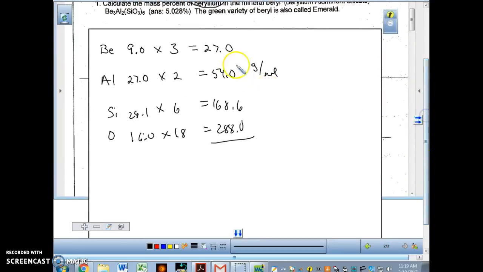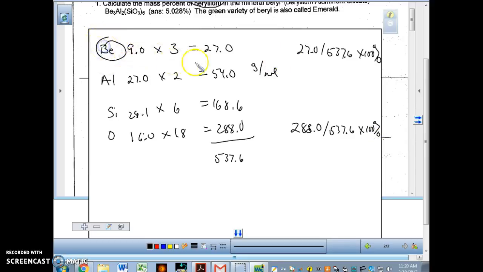So in this case, if we add all those up, 288 plus the 168.6 plus the 54 plus the 27, that looks like it's going to be somewhere in the ballpark of 537.6. So to get each one of the percents, you would take each total, so in this case 27 divided by 537.6, then take that times 100. You would do that with each of the other ones, and we'll just do oxygen as well. We'll do 288 over 537.6 times 100 with a percent sign.